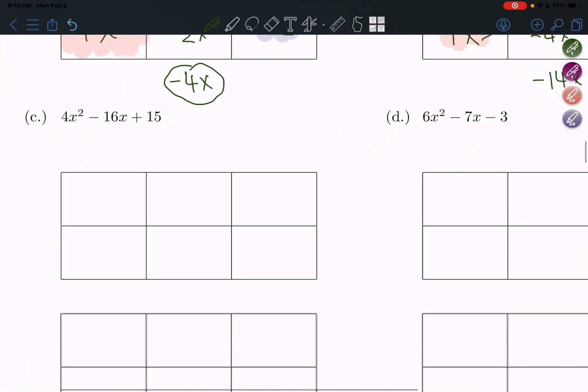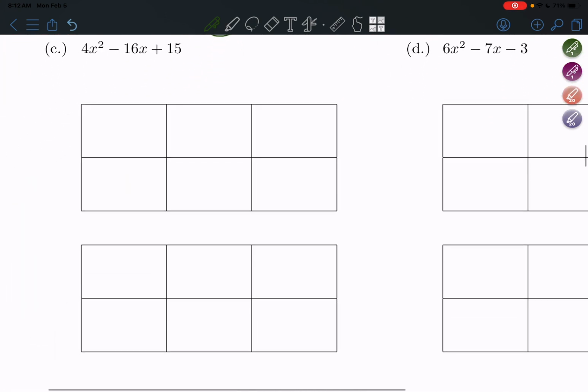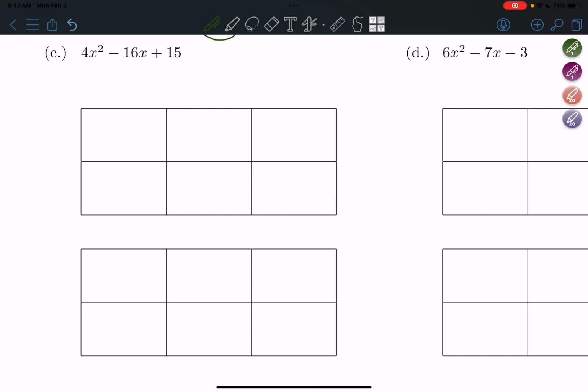All right, let's see a more challenging version of this. This is particularly more challenging just because the factors of 4 are 1 and 4 or 2 and 2. That's why I gave you 2 boxes here. So again, we play the same game here. Let's just write on the bottom: blank x plus blank. So now it's not obvious which version to use.